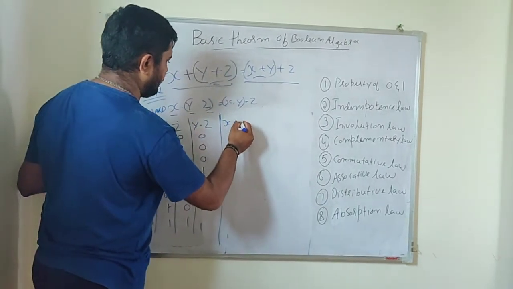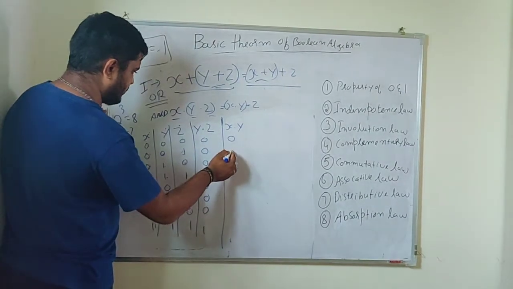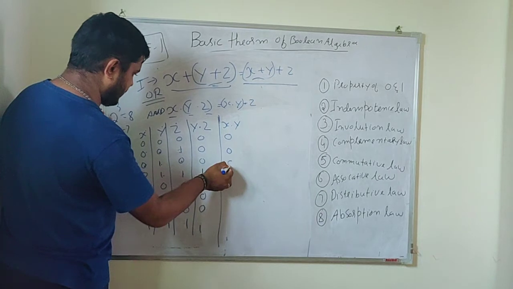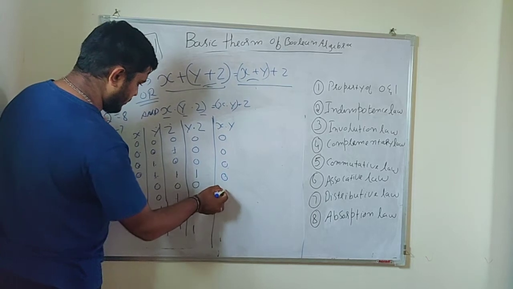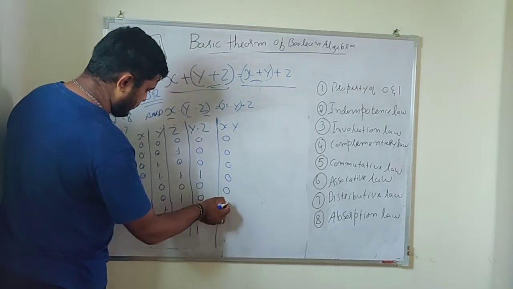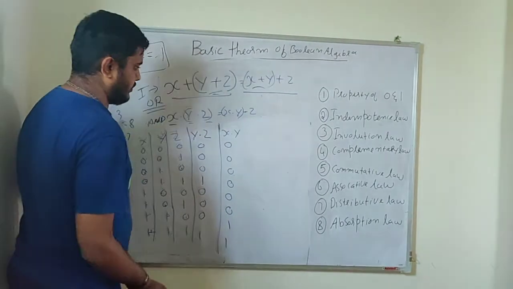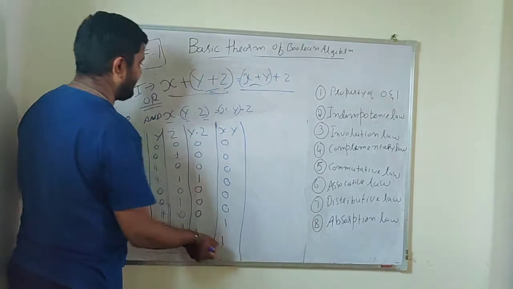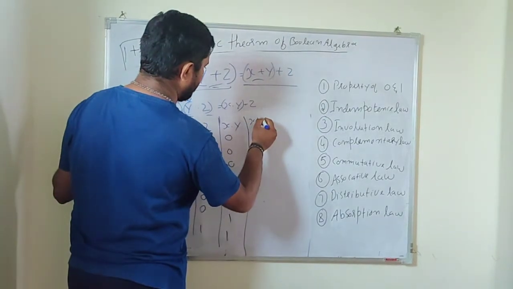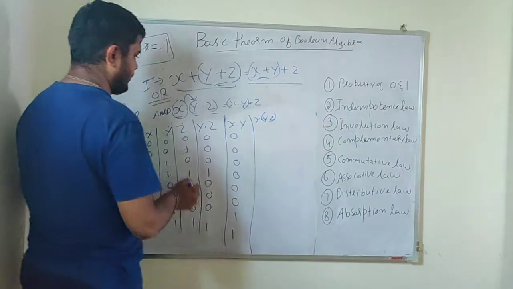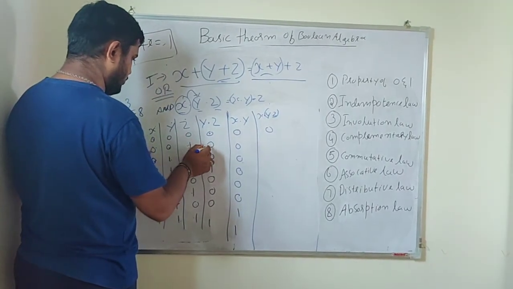Next, x into y. 0 0 is 0, 0 0 is 0, 0 1 is 0, 0 1 is 0, 1 0 is 0, 1 0 is 0, 1 1 is 1, 1 1 is 1. So next, what we should do is multiply the x variable with yz. So x into yz: 0 0 is 0, 0 0 is 0, 0 0 is 0.